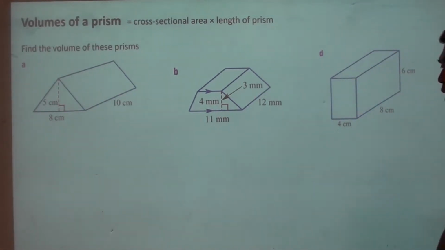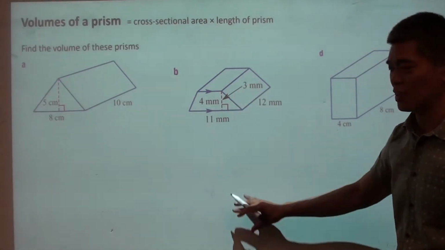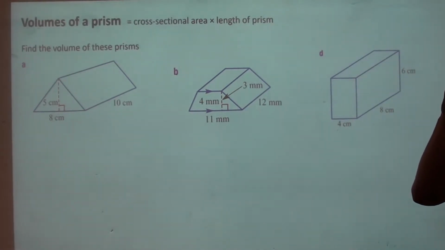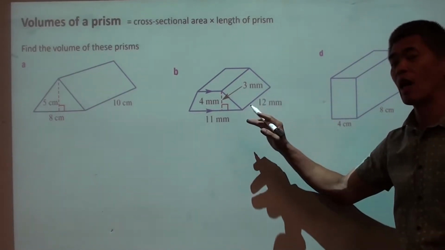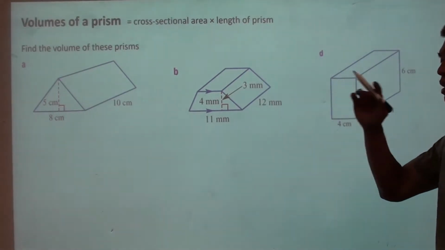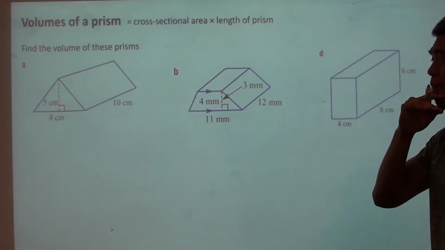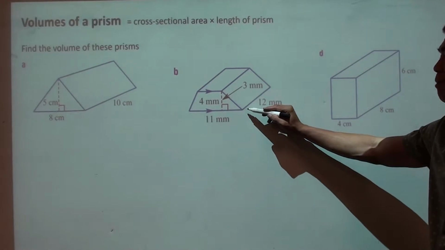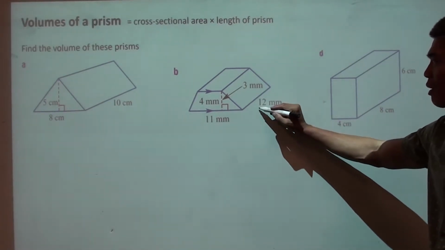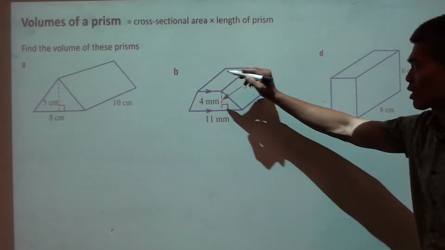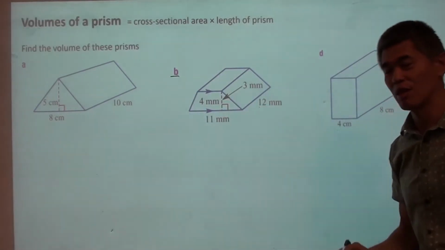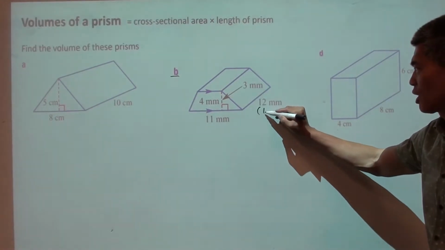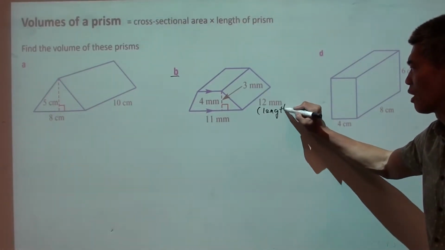Alright, so I'm going to break down the processes for finding the volumes of these prisms over here. First of all, you have to identify the cross-sectional area, what shape it is, find that area, and then you're going to multiply by the length of the prism. So we have identified, now let's look at B straight away because it is the more complicated example. So 12 millimeters is the length.